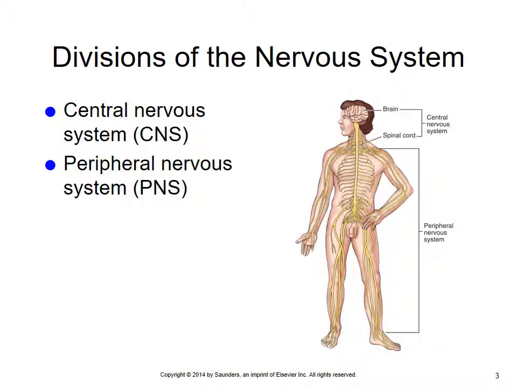So for divisions of the nervous system, the nervous system coordinates and directs the various organ systems of the body. The central nervous system includes two structures, which are the brain and the spinal cord. The peripheral nervous system consists of the nerves that connect the central nervous system with the rest of the body. It is located outside the CNS.